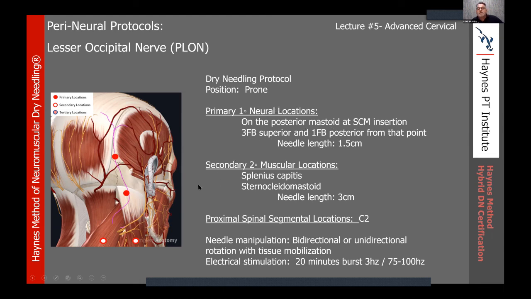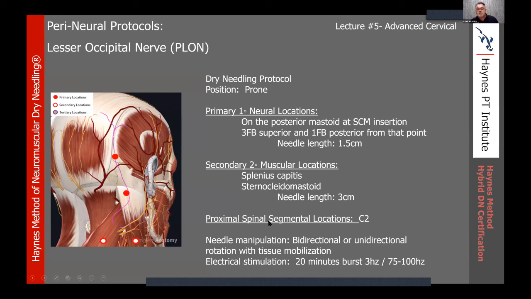First on the posterior mastoid at the SCM insertion. And then we're going to want to go 3 finger breadth superior and 1 finger breadth posterior. And that is going to be on an oblique angle, so it's going to be laying right up next to the skin. We also can come down, because this is where they get entrapped. We can needle into splenius capitis and then the SCM itself.